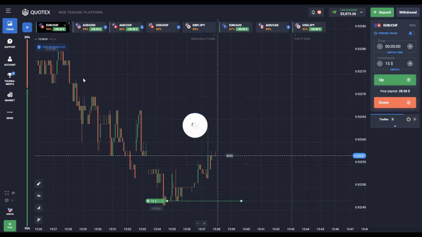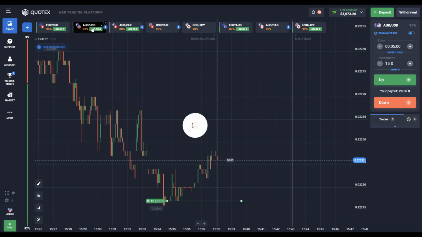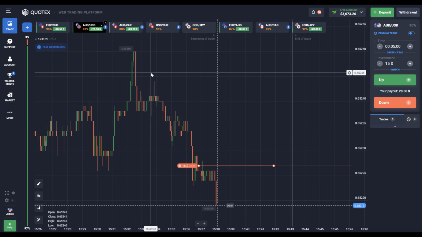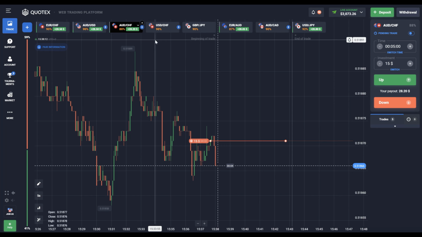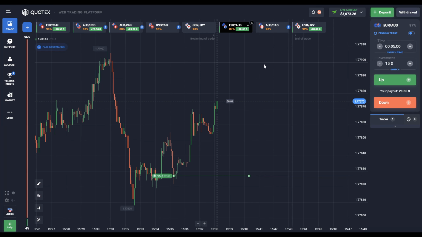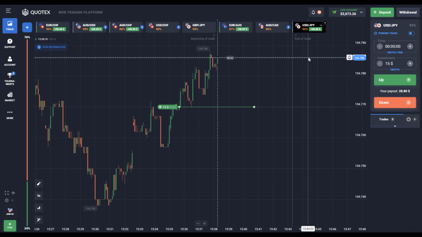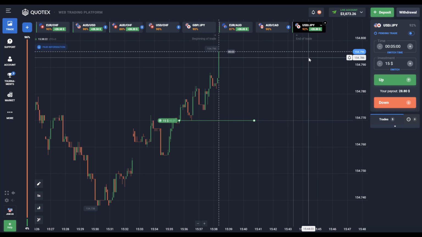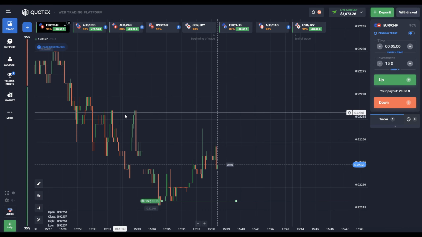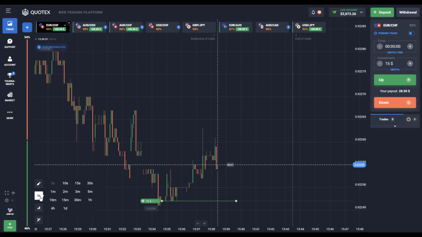Euro Swiss franc is confidently in profit so far. This is a 5-second chart. Australian dollar, also in profit for now. Australian Swiss franc is in profit. Euro Australian dollar is also moving confidently in the right direction. And the dollar yen is also moving well upward toward our open trade. Trading is quite simple if you understand how the market works and how price moves.